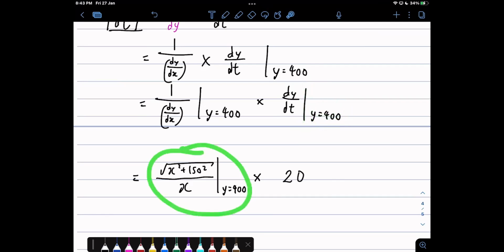Over here, there's a problem. I want to sub in y equals 400, but I only got x. What do I do?